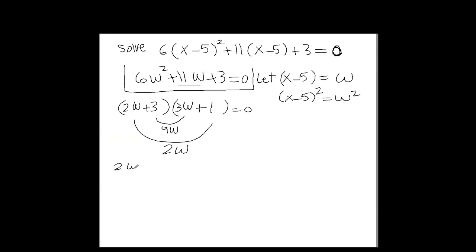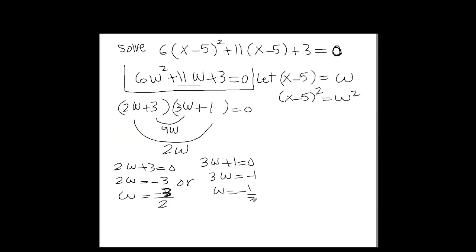So you get 2w plus 3 equal to 0. I can solve for w by subtracting 3 from both sides of the equation and divide both sides by 2. I get negative 3 over 2 here. Okay, so that's one solution would be negative 3 over 2. Or I have 3w plus 1 equal to 0. 3w is equal to negative 1. w is equal to negative 1 over 3.